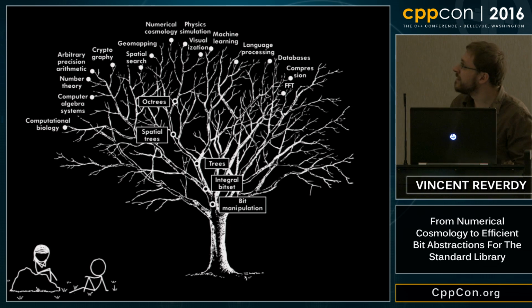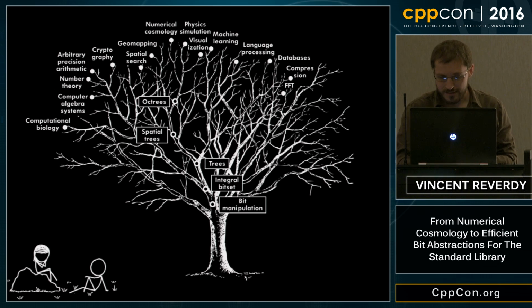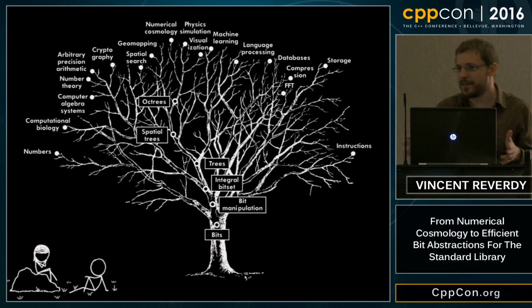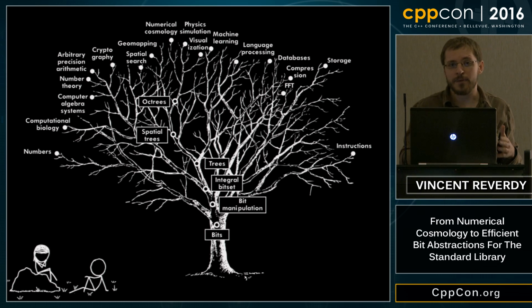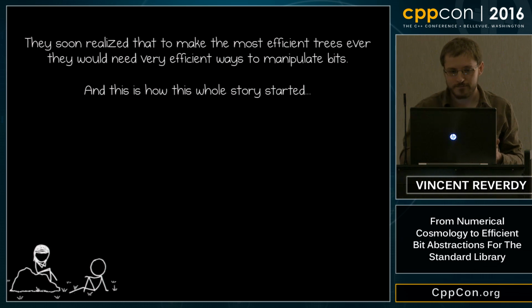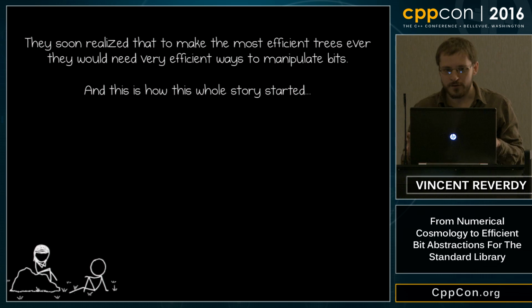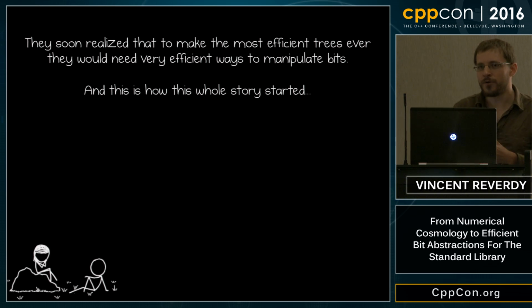To implement that, we need bit manipulation. And for that, we need to start from scratch about bits. And this thing can concern a lot of areas in computer science, particularly if you want to have very good performance. So they soon realized that to make the most efficient trees ever, they would need very efficient ways to manipulate bits. And this is how the whole story started.